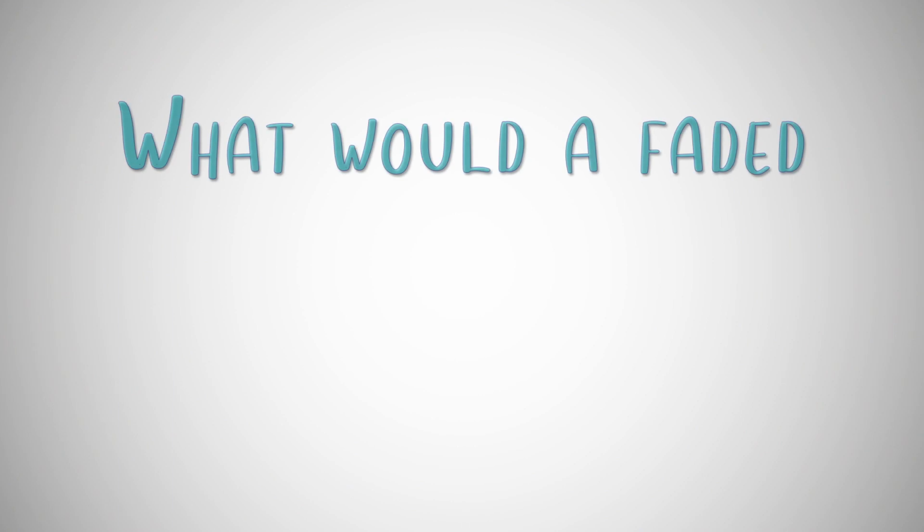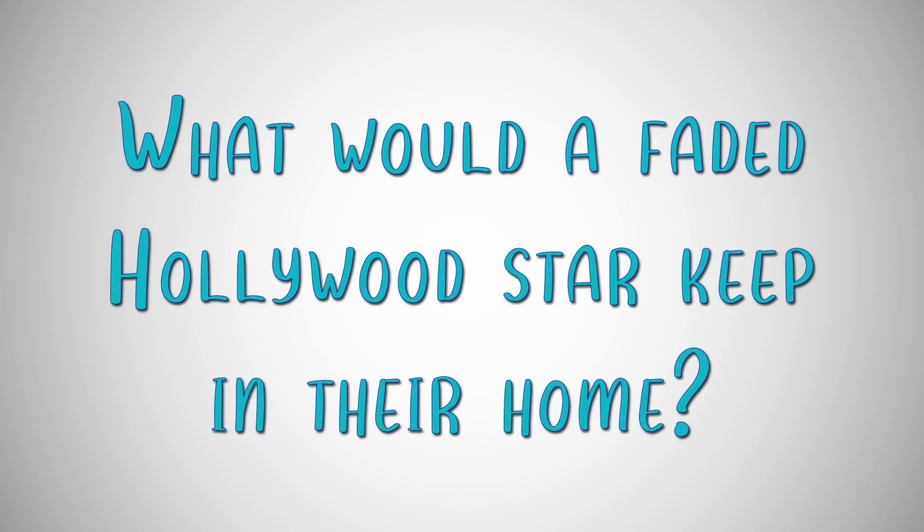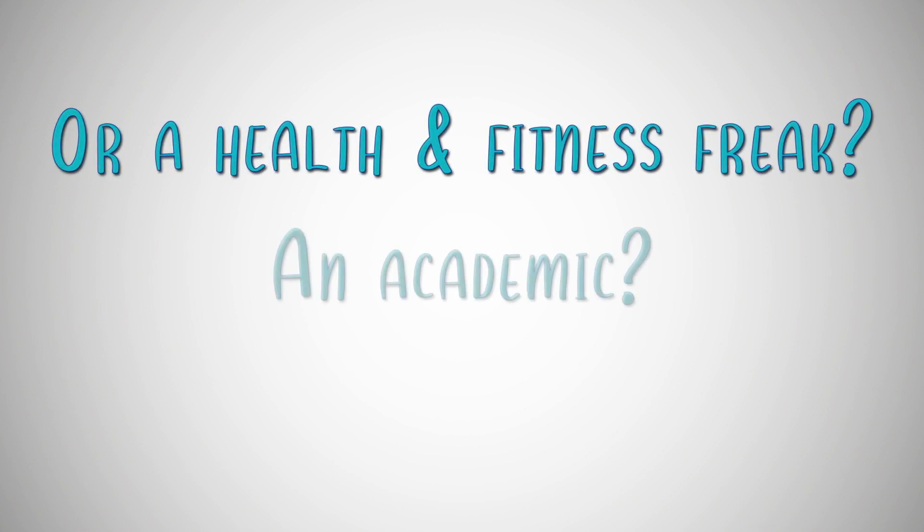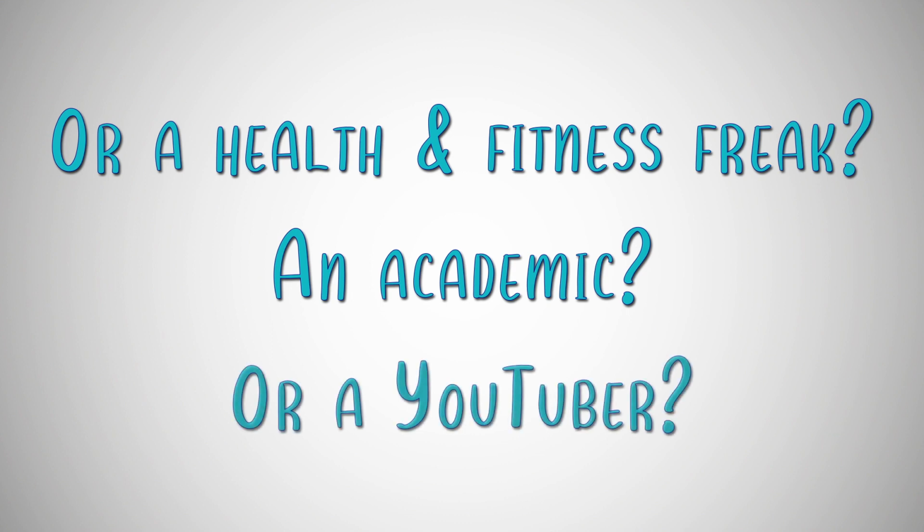So what kind of clues did I provide in that example? Would they be enough for you to start formulating a picture of that character? In the same way, what clues can you provide in your description for the reader? For example, what would a faded and vain Hollywood actor or actress keep in a room of their home? Or a health and fitness freak keep in their home? An academic? A YouTuber? See this as a game.